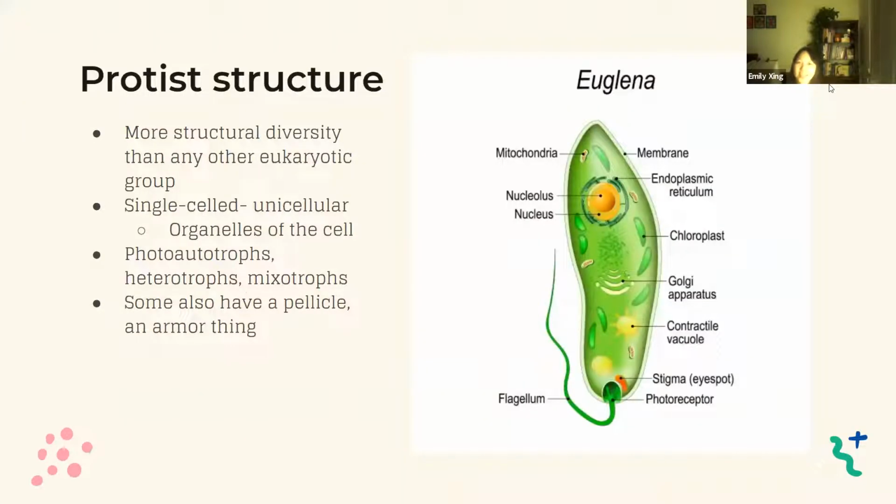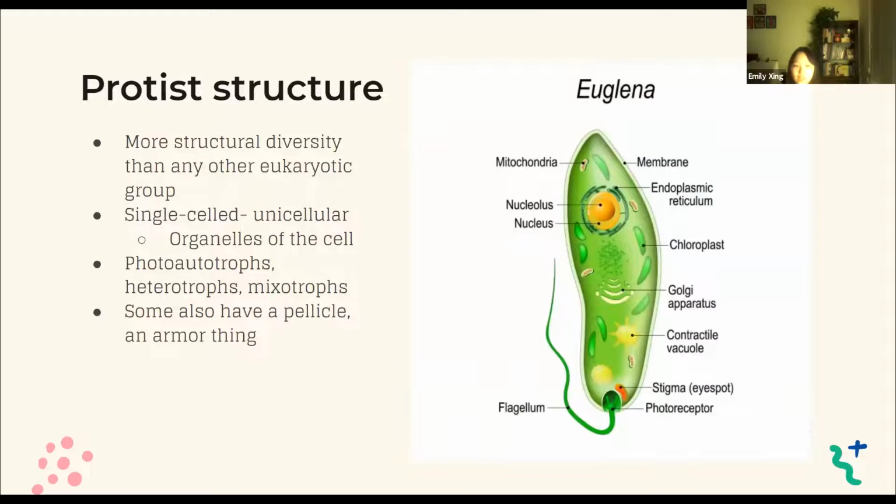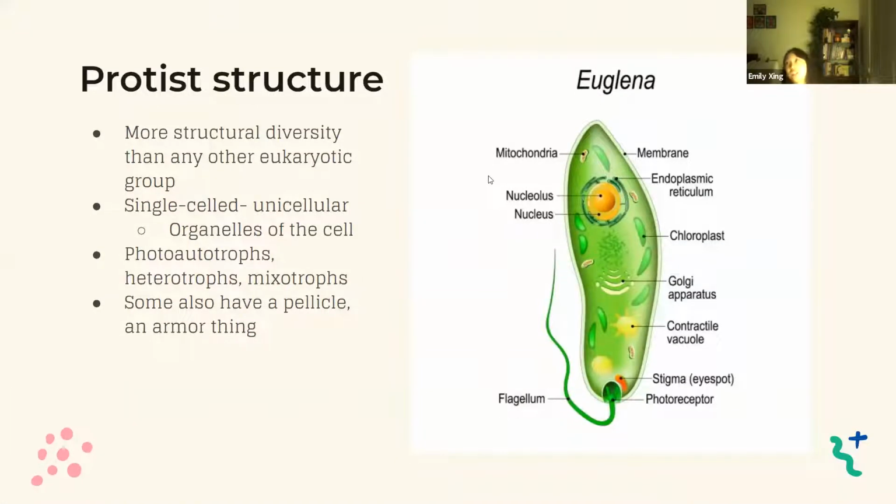But yeah, okay. So, protist structure. It's more structurally diverse than any other eukaryotic group because, again, it's not monophyletic. There's no shared trait, so it's diverse. There are a lot of different eukaryotes. Most are unicellular, so their parts are just going to be the organelles of the cell. We'll look at that after I go through the last few bullets.